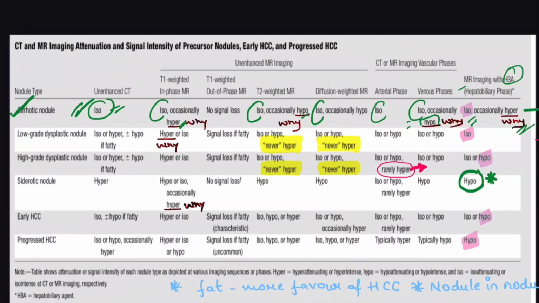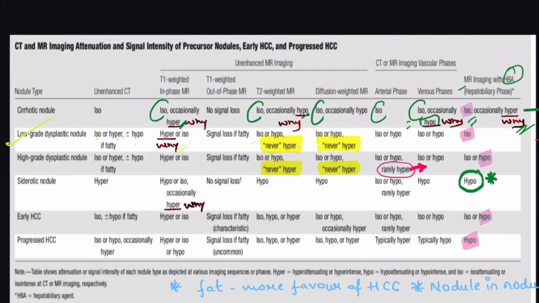Next are these low grade dysplastic nodules. Okay, the low grade dysplastic nodules can be iso or hyper on non-enhanced images, or they can be hypo if fatty. On T1 images, they can be hyper or iso, depending on what agents they have within them, like copper, iron, so they can be T1 hyperintense also.